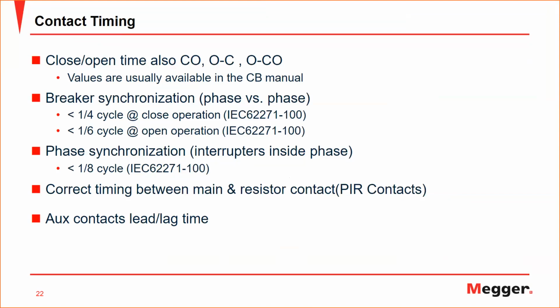Then we have a test, basically O, open, and then wait for a certain delay time, usually 300 milliseconds, and then close the breaker again. This will simulate an auto recloser function that may be utilized by protection systems or by, I would say, control systems.